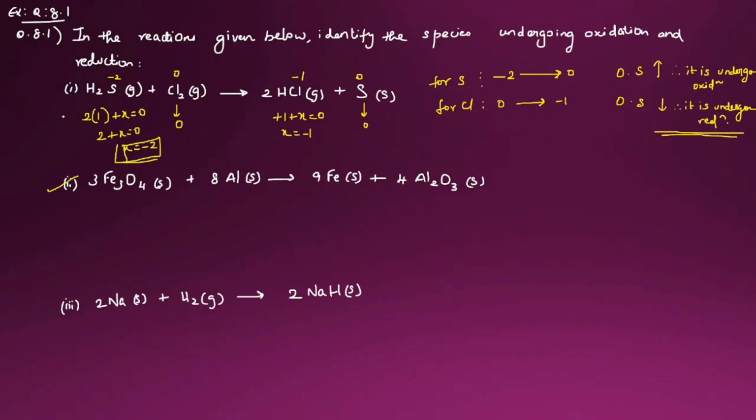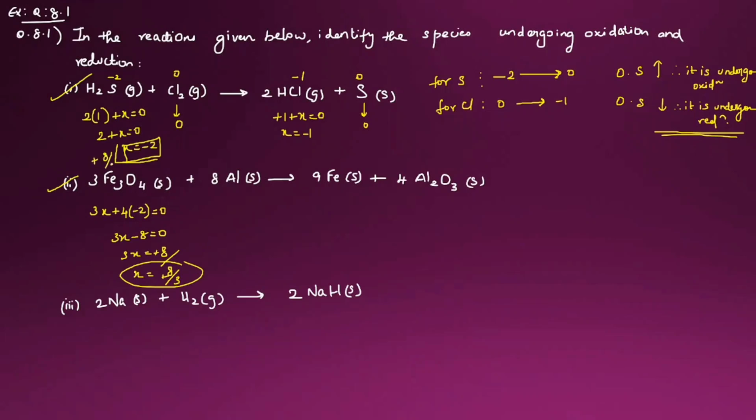Nice. Now we'll look into question 2. Here also, the same way, we'll find out the oxidation state for each element, and then we'll know how this change occurs. Then we can conclude whether the species undergoes oxidation or reduction. So the same way, for Fe3O4, 3x plus 4 into minus 2 is equal to 0. So by calculating, we get x is equal to 8 by 3.